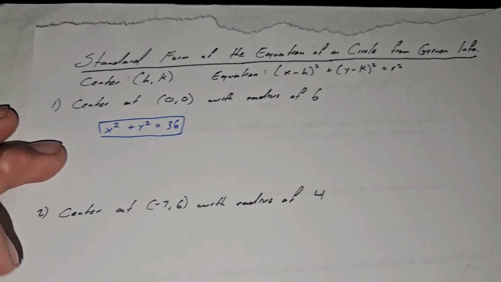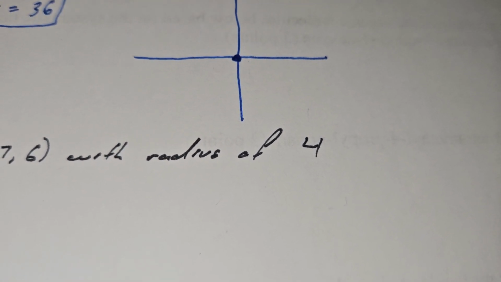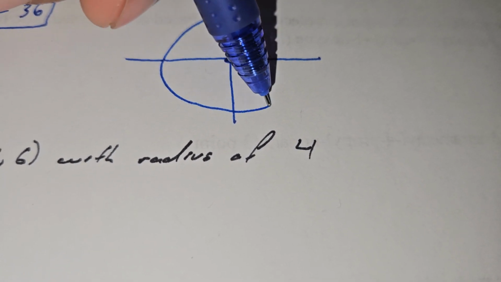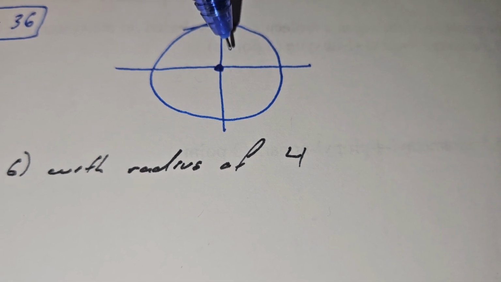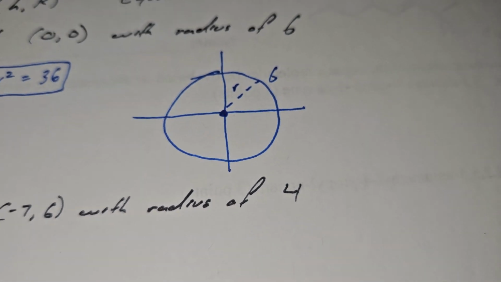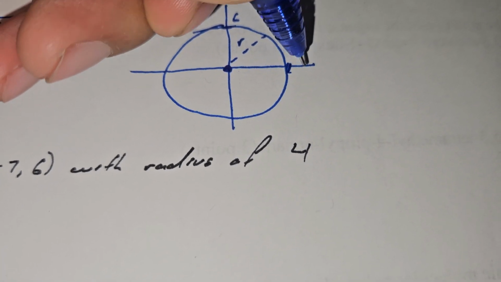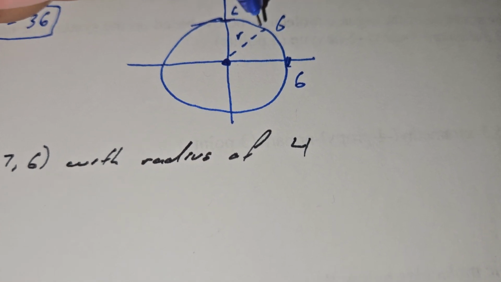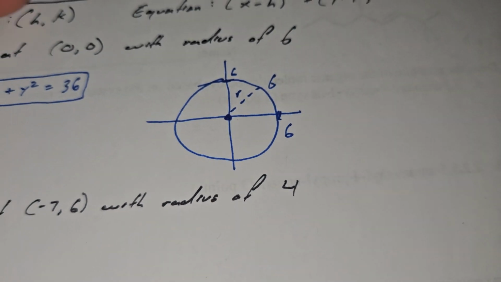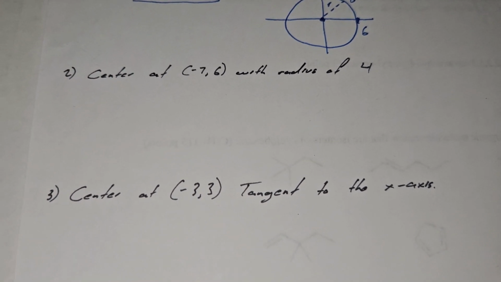If you're curious what this is going to look like, it's going to look something like this. This is the center at (0, 0), and it has a radius of 6. Right here it'll be 6, right here it'll be 6 too, but you get it. So let's go ahead and do number 2 now.